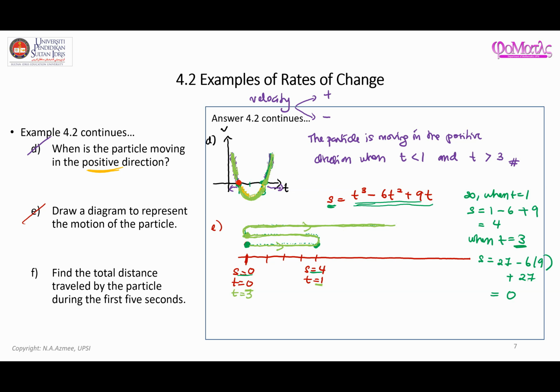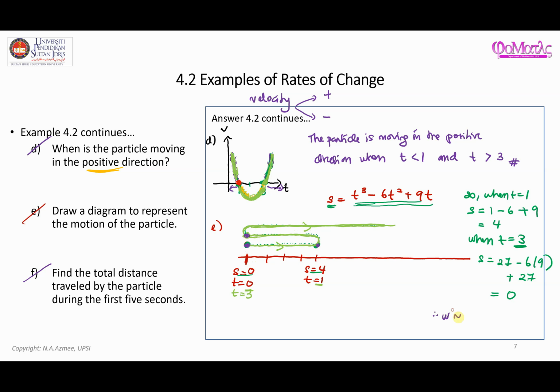Right, now let's move on to question F. Find the total distance traveled by the particle during the first 5 seconds. So this is t equals 0, t equals 1, now t equals 3, and we know that after that it just moves along the positive direction. So now our point of interest is to find the distance when t is equal to 5.